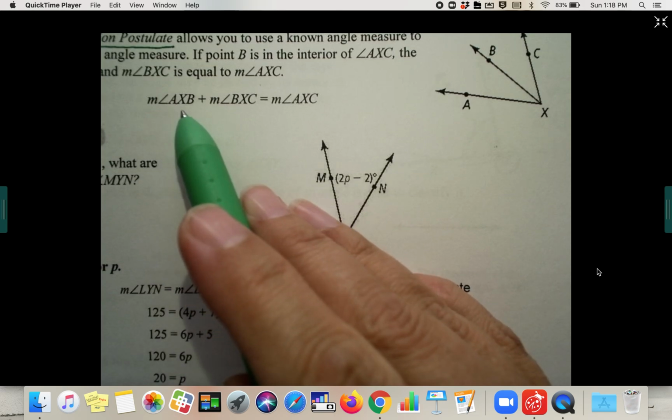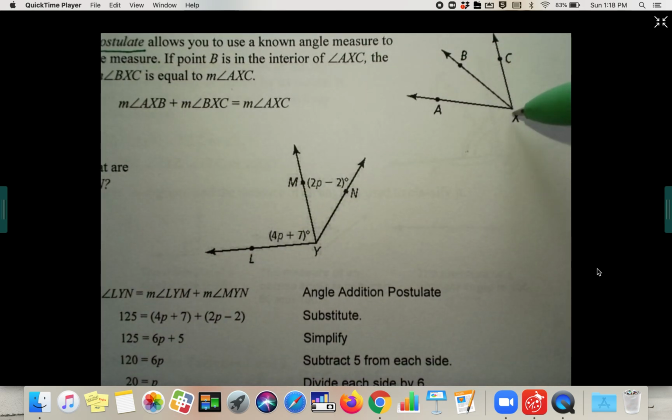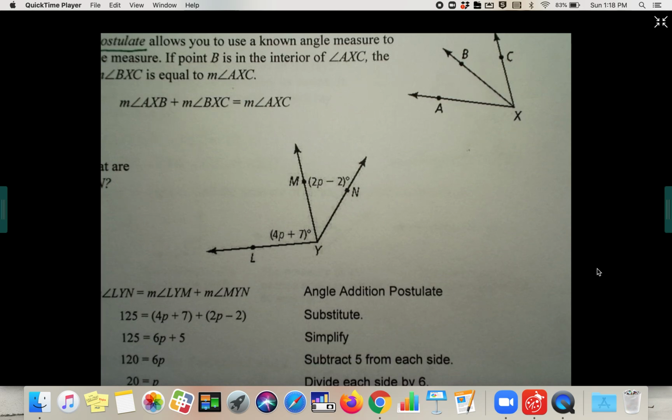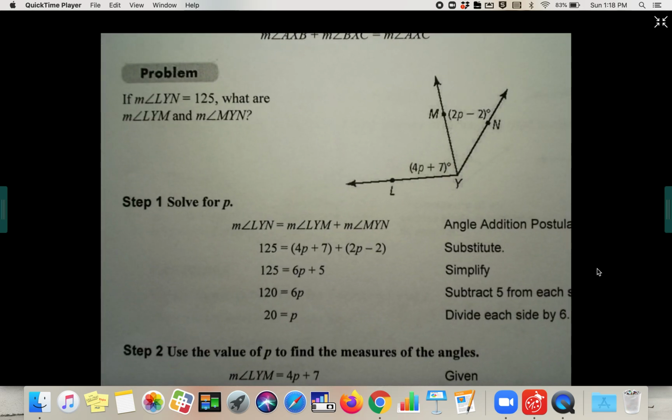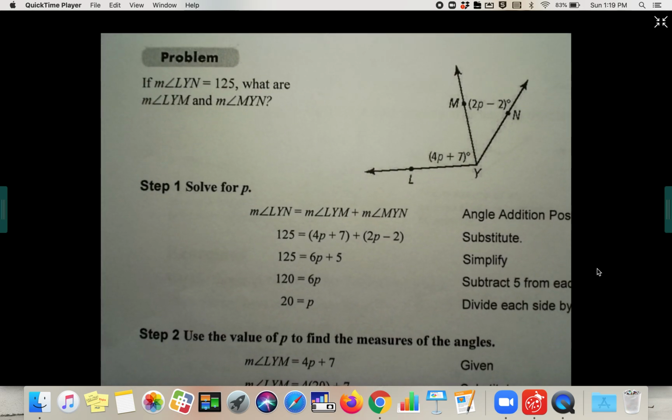You never saw it called angle X anywhere because there are two angles at vertex X. So you would have to use all three letters this time to name them, to be sure you're talking about the correct angle. Okay, let's look at an actual problem where you're dealing with the angle addition postulate.